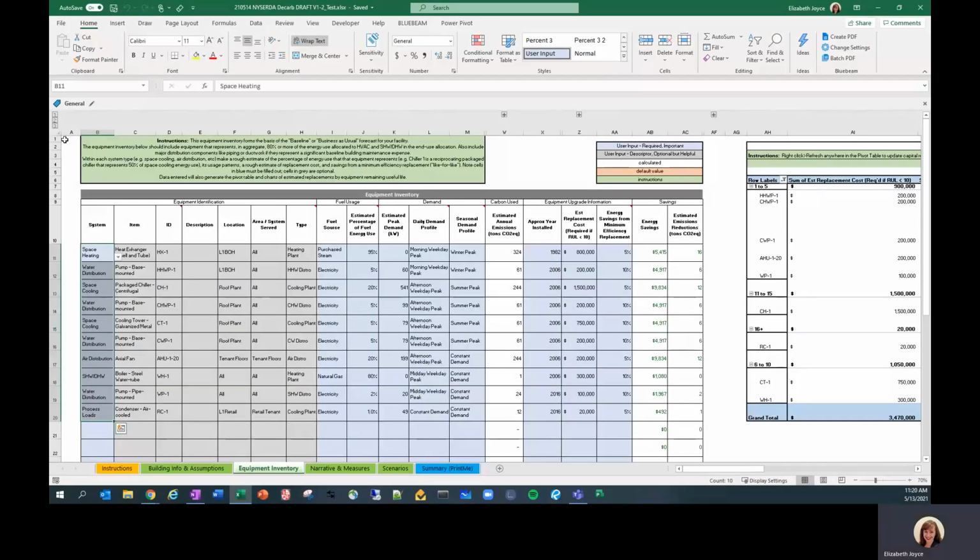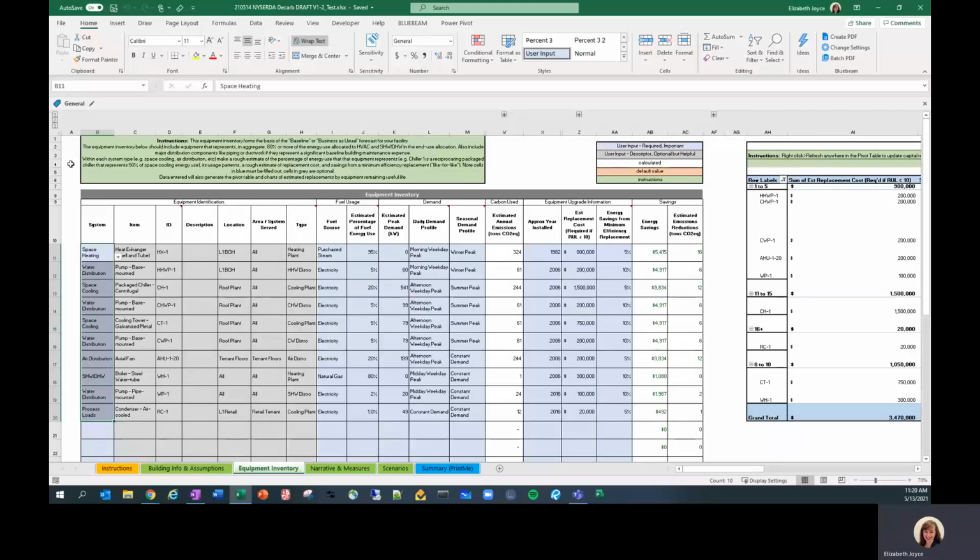At the top of the Equipment Inventory tab, you can find some basic instructions for how to use this tab in this table. The equipment inventory helps to form the basis of the baseline or business as usual forecast for your facility. The inventory should include equipment that represents, in aggregate, 80% or more of the energy use that's allocated to HVAC or domestic hot water, service hot water uses at your building. It can also include major distribution components such as piping or ductwork, particularly if they represent a significant building maintenance expense. You'll enter information about your facility's equipment in this table.